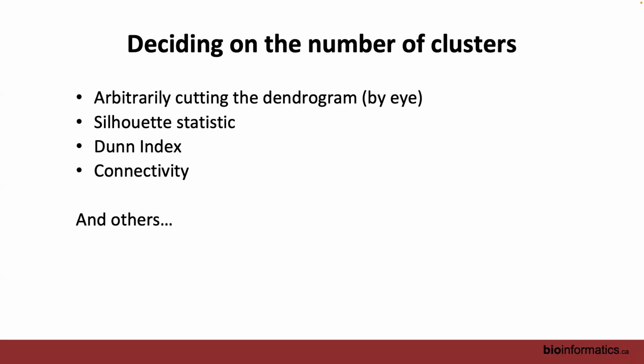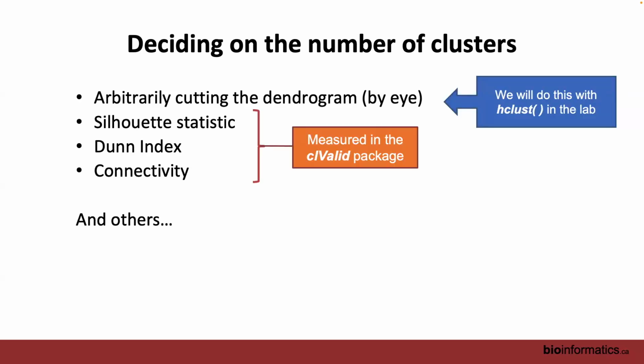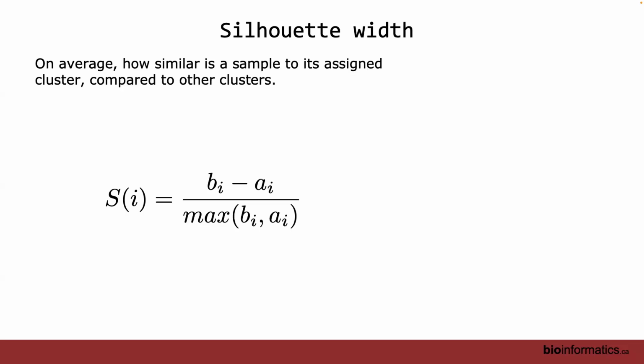So there are a number of metrics here: the silhouette statistic, Dunn index, connectivity. And again, you don't have to program these by hand. There are packages, and we're going to go through an example where you can quantify it. So you can decide on the number of clusters. You can do this with hclust. There is an R package called clValid, and it'll compute these measures. For example, here's a metric for cluster tightness.